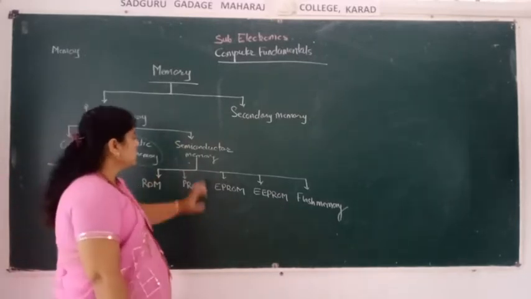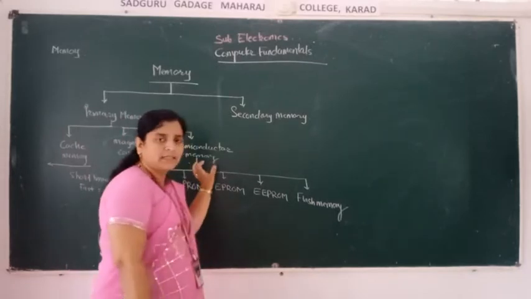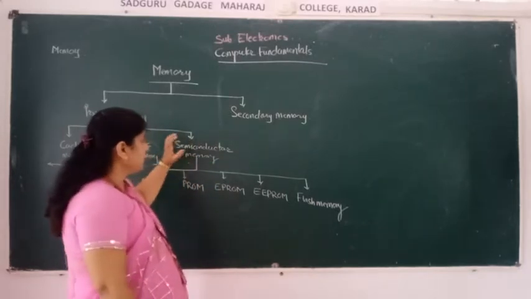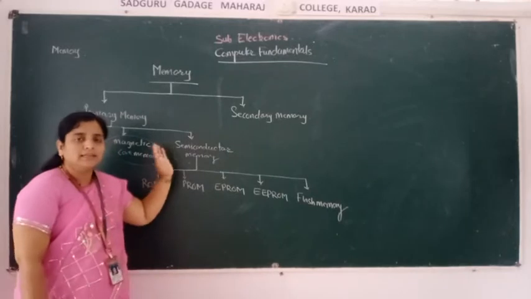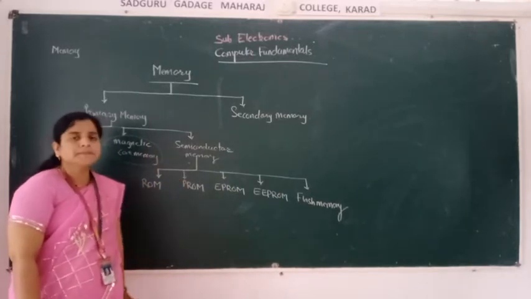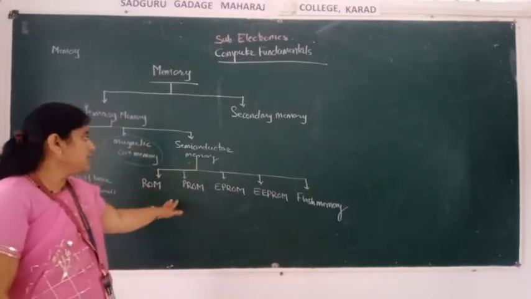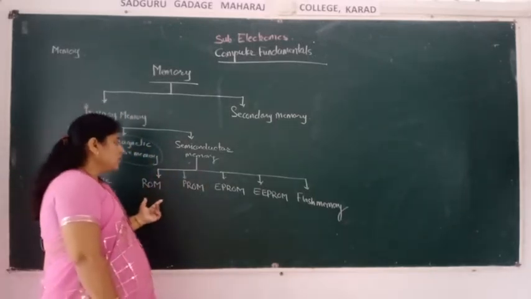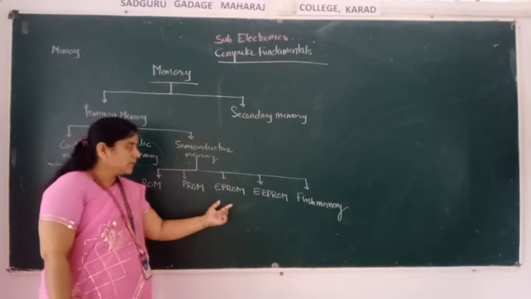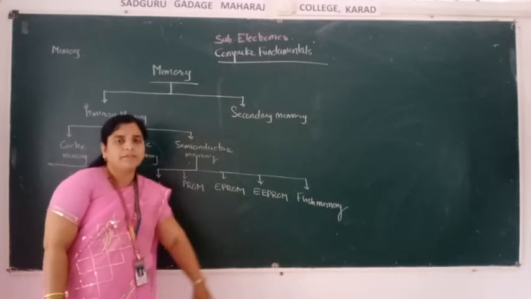Now we will turn towards the semiconductor memory. This semiconductor memory is a very important memory, and it is used in the computer. Okay? Semiconductor memories are of many types: ROM, PROM, EPROM, EEPROM, and flash memory.